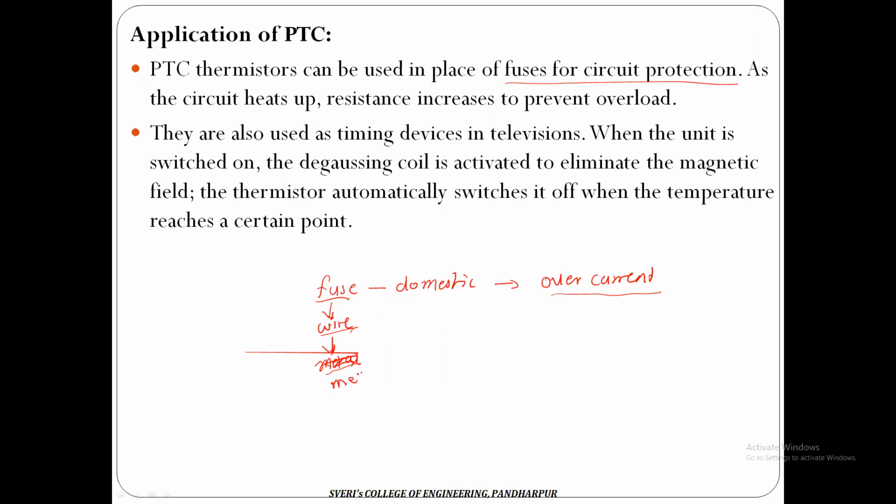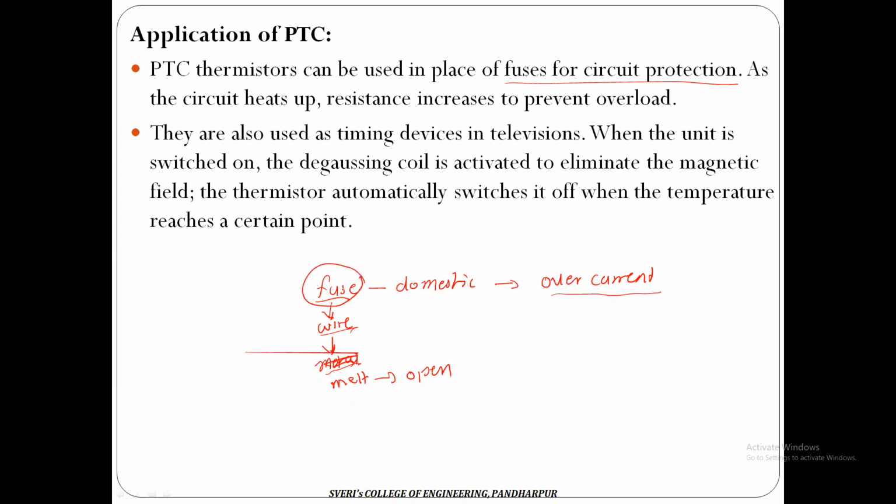It will melt and the circuit becomes open. आणि एकदा circuit open झालं की current हा काय होतो? Cut होतो, zero होतो, and our domestic appliances will be safe. In this way, we can avoid the damage of our domestic appliances due to the overcurrent by using the fuse here.